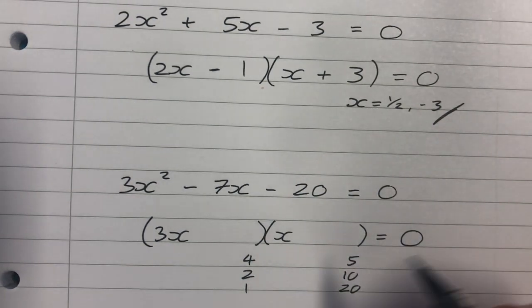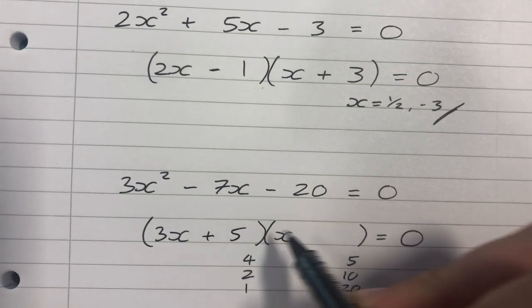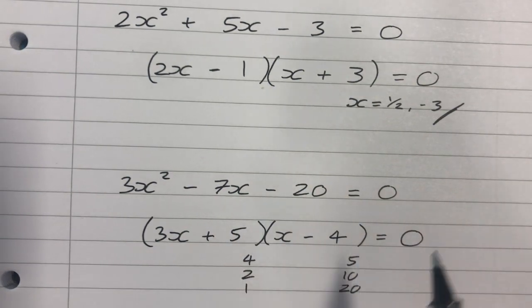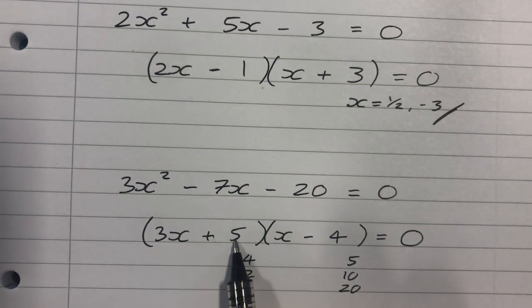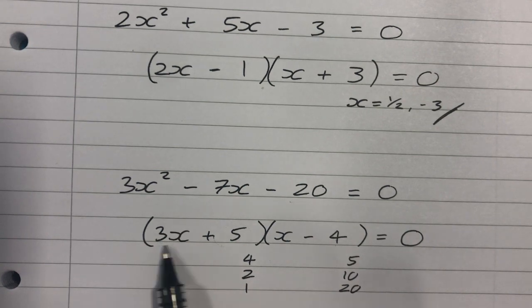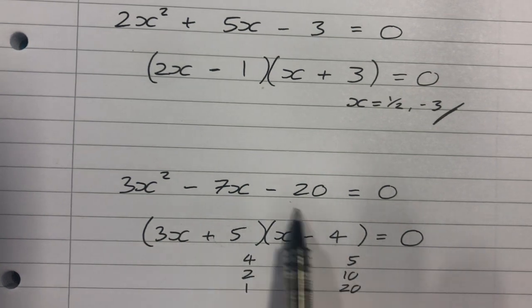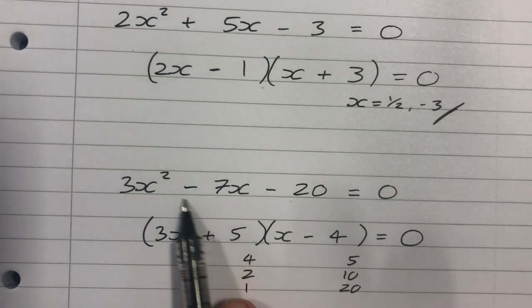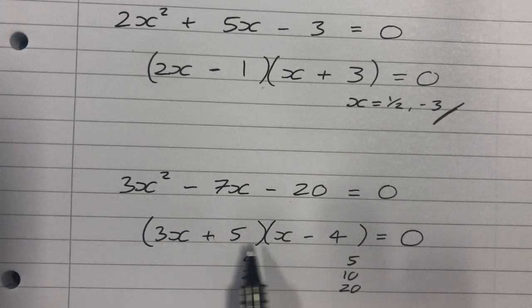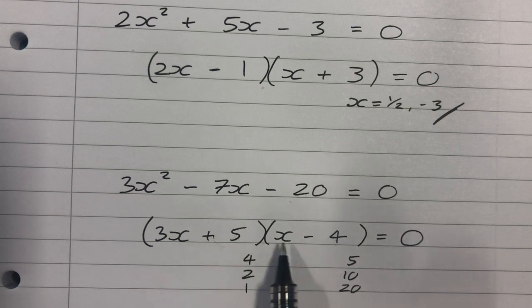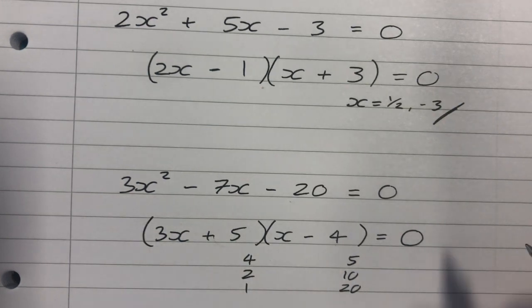But it just so happens that I know the solution to this. It's plus 5 there and minus 4 there. We could check that. Times those together, we get minus 20. We get a plus 5x minus a 12x. Okay, 5 times x is plus 5x, minus 4 times 3x is minus 12x, and that gives us minus 7x, so that works. And of course we have the 3x times the x, which is the 3x squared.